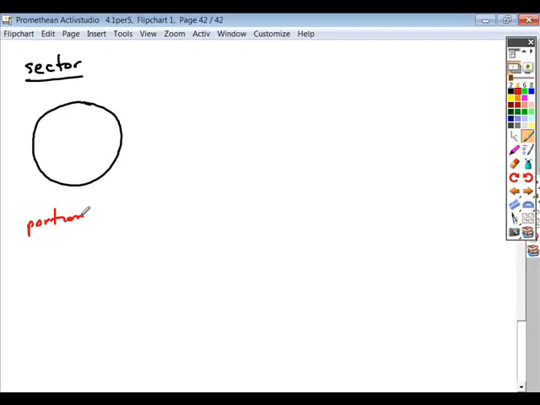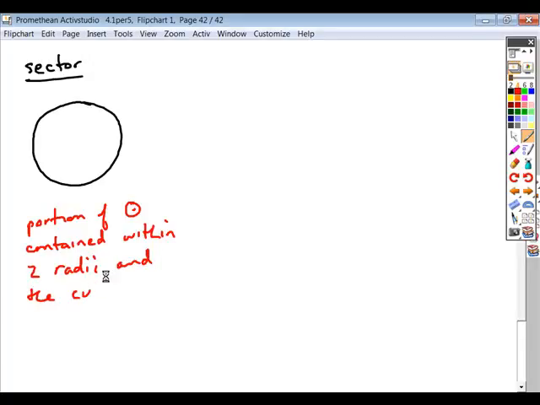A sector is defined as the portion of a circle that's contained within 2 radii and the arc cut off by them. Okay, so if you take 2 radii of a circle and the arc that's cut off by the radii, you have your sector.